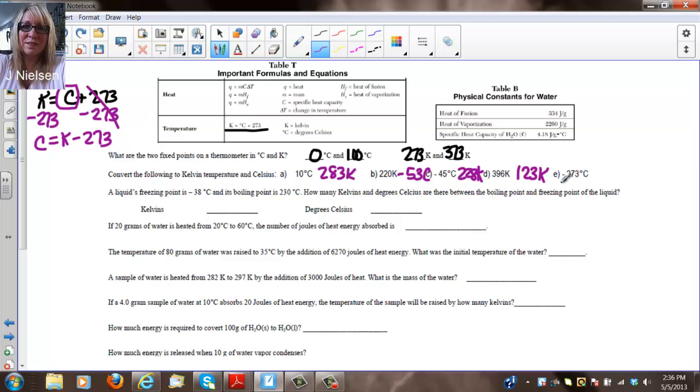And the last one, negative 273 Celsius to Kelvin. Well, negative 273 plus 273 would be 0 Kelvin.